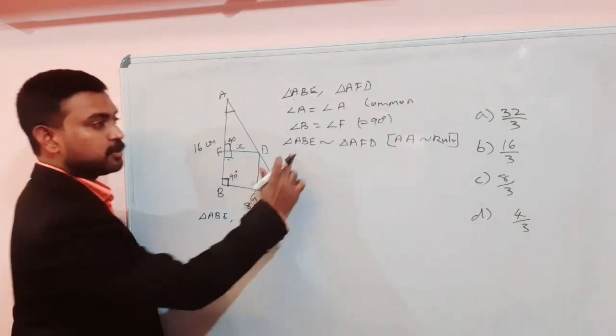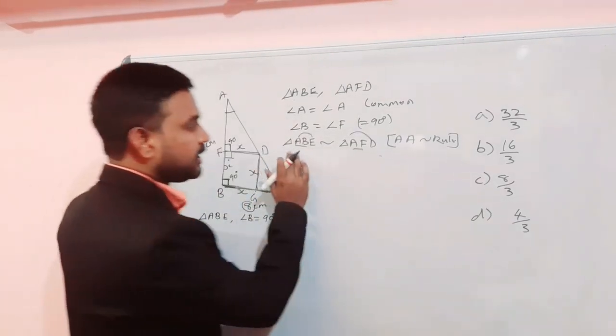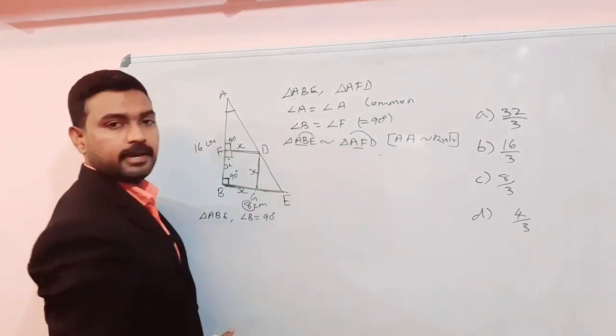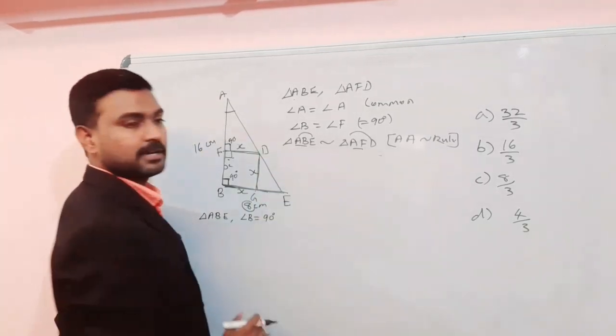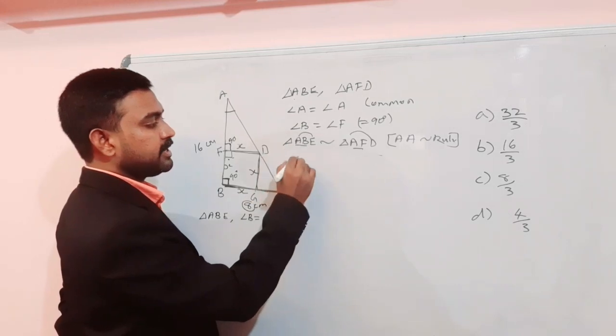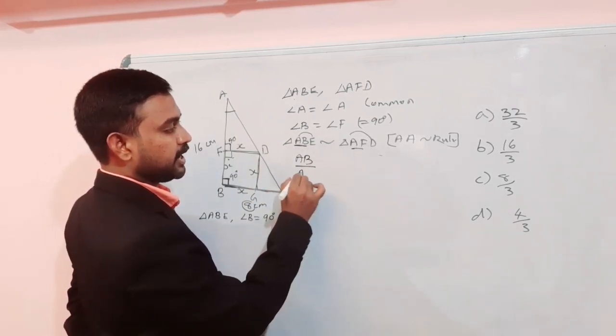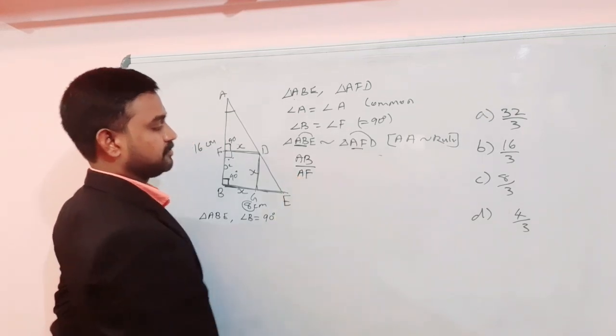So dears, if two triangles are similar, their sides are in the same ratio. Triangle ABE is similar to triangle AFD. If two triangles are similar, then their corresponding sides are in the same ratio. So this AB is corresponding to AF. So AB by AF.